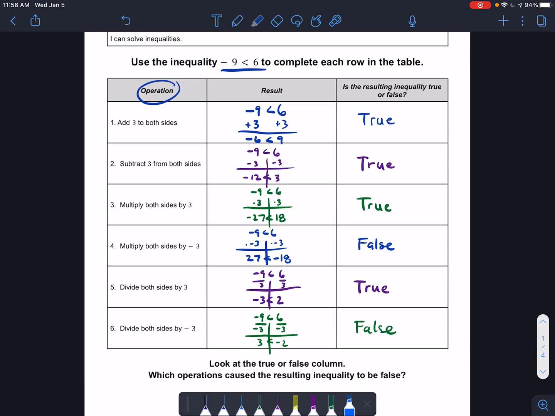When we zoom out and take a look, we see that the falses occurred when we worked with negatives. That's a major takeaway from today's lesson.